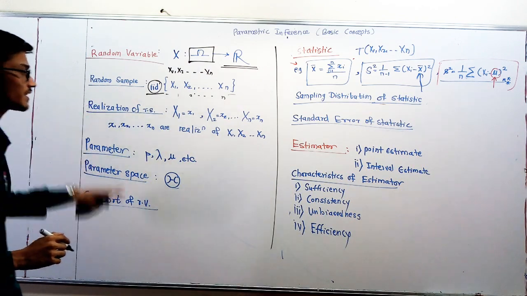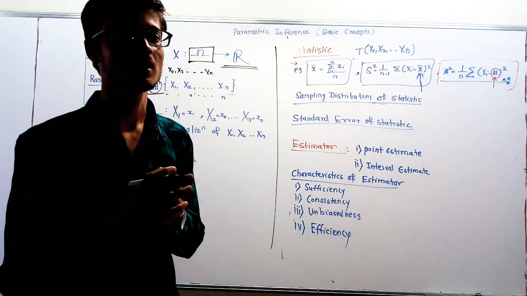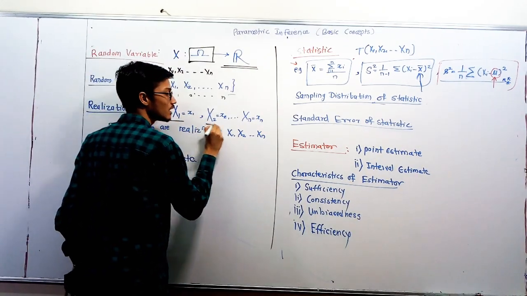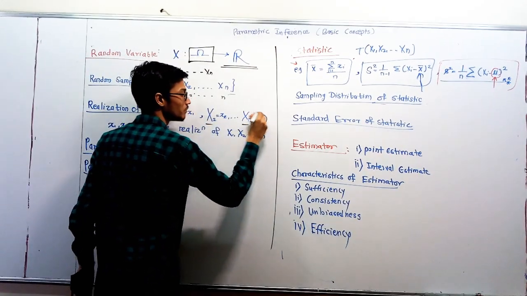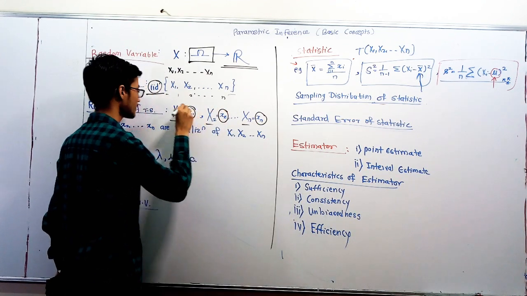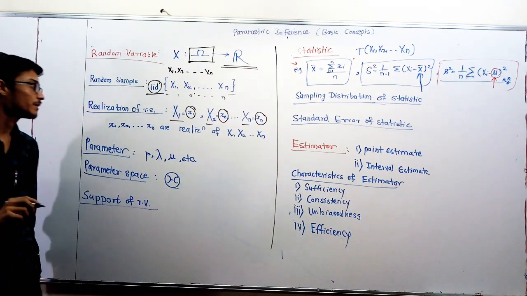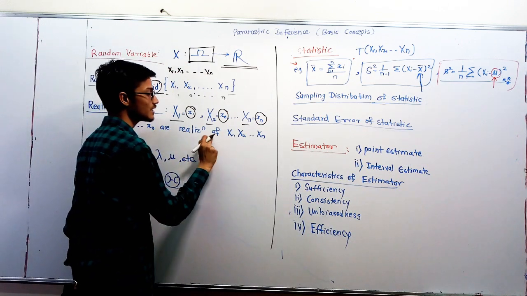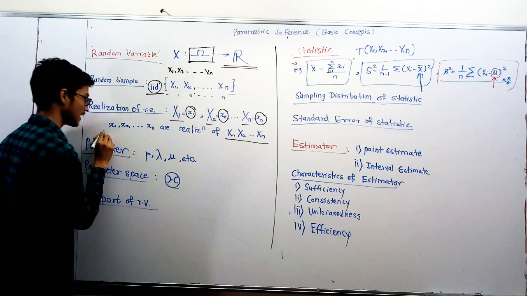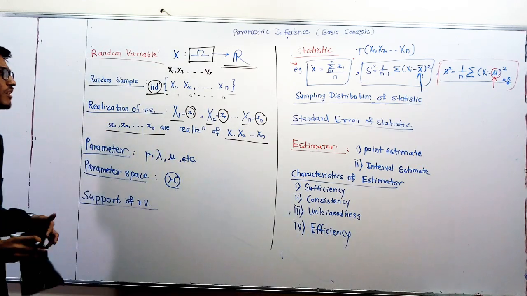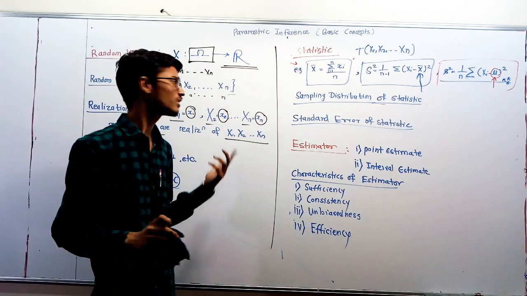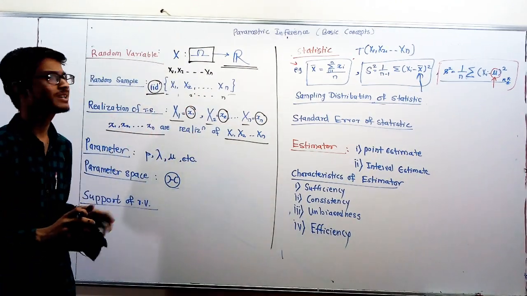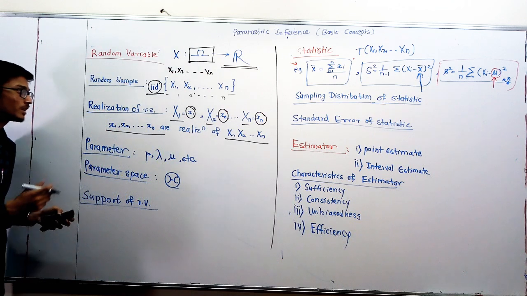Then next, what is the realization of random sample? The values that a random variable can assume, this is called a realization of random sample. That is, small x1, x2, xn are realizations of the random variables. These are the values actually assumed by the random variable. You can also say that the values actually assumed by the random variable are called a realization of random sample.